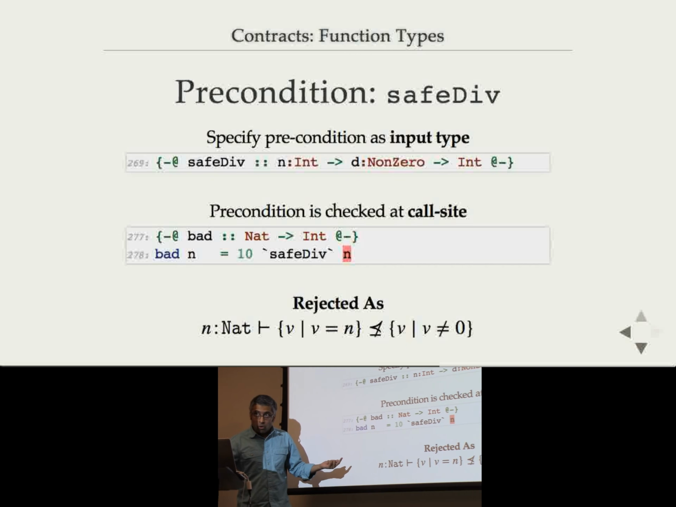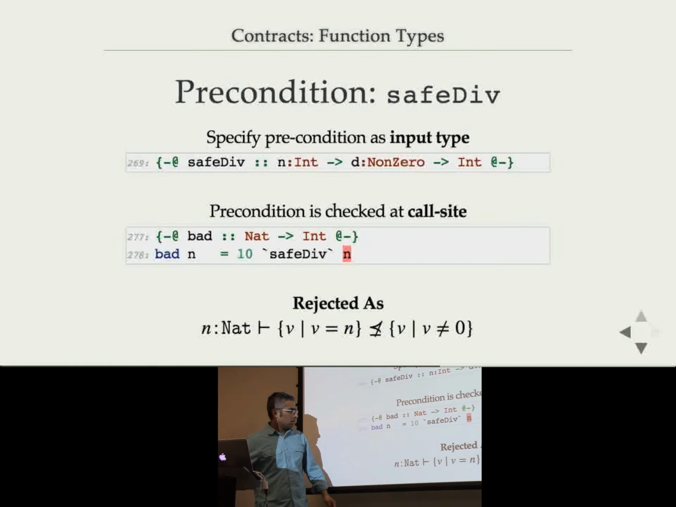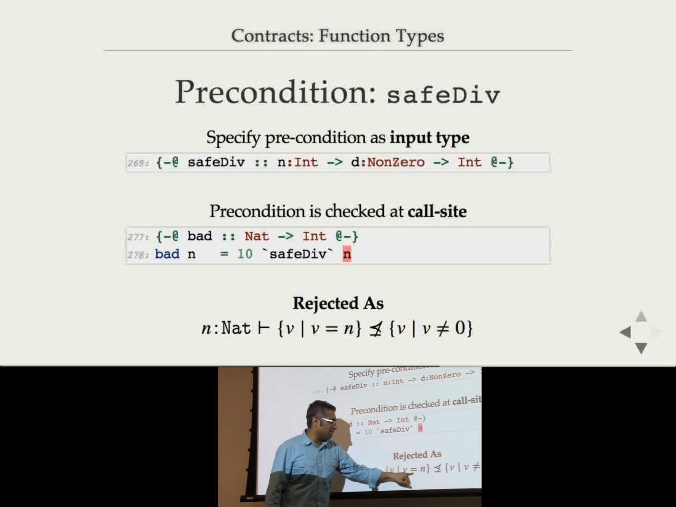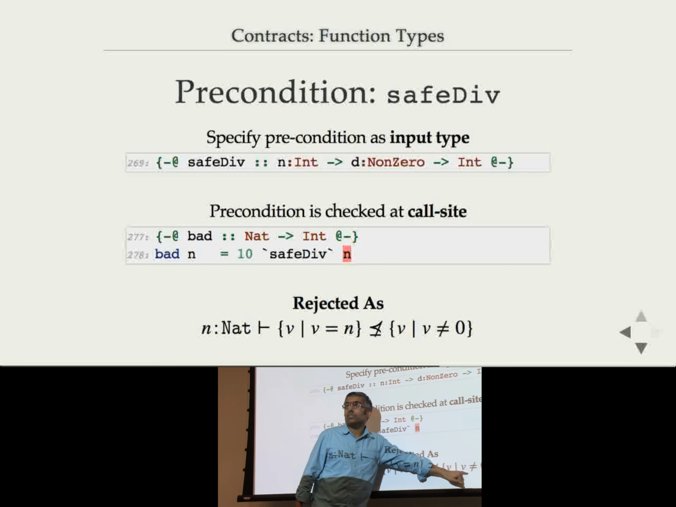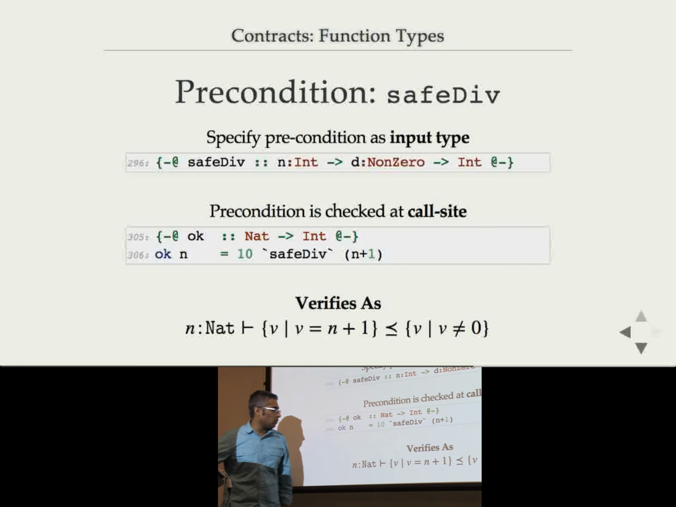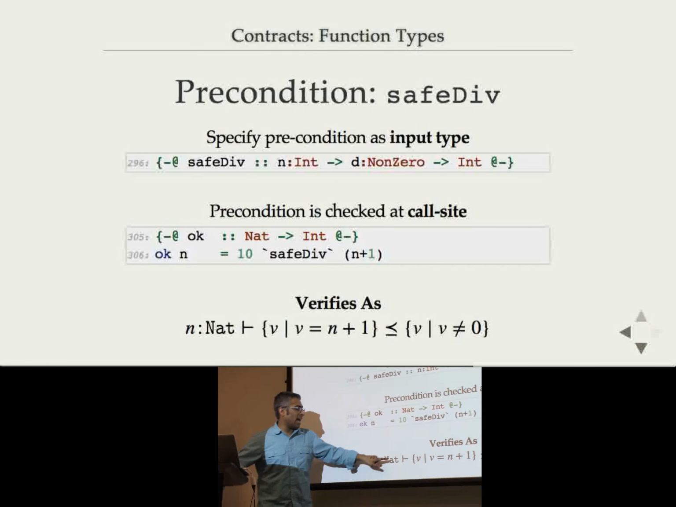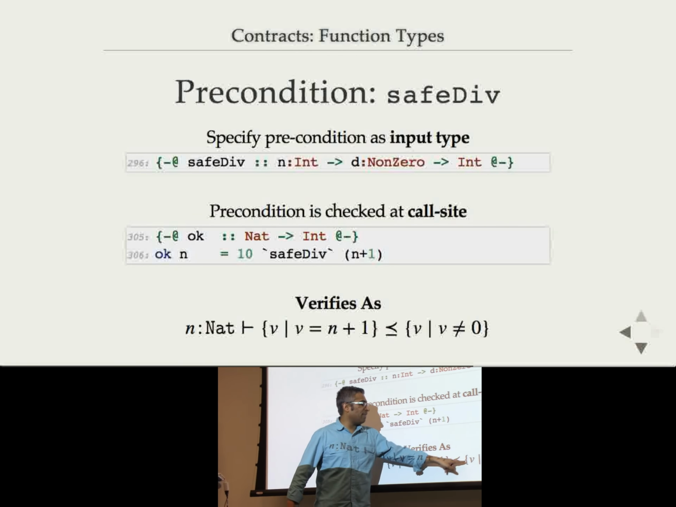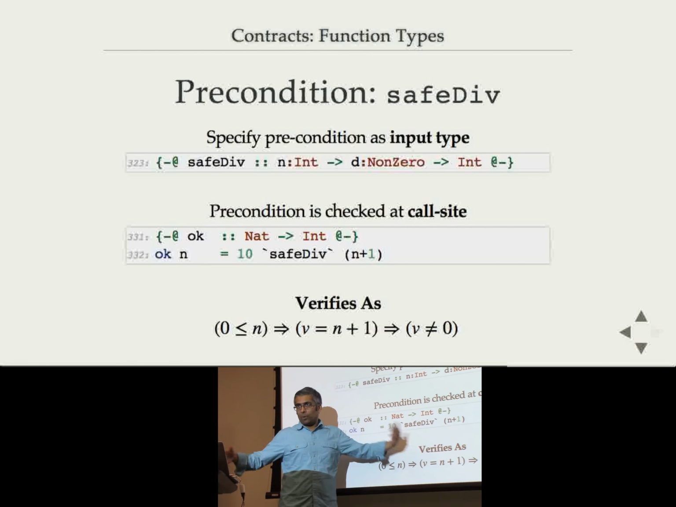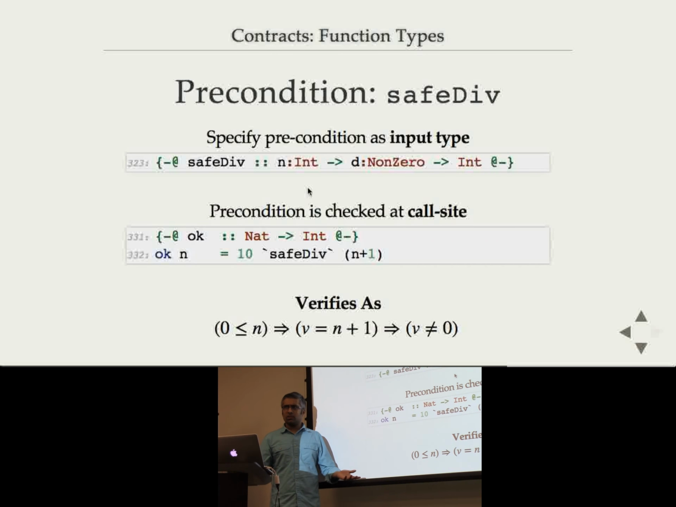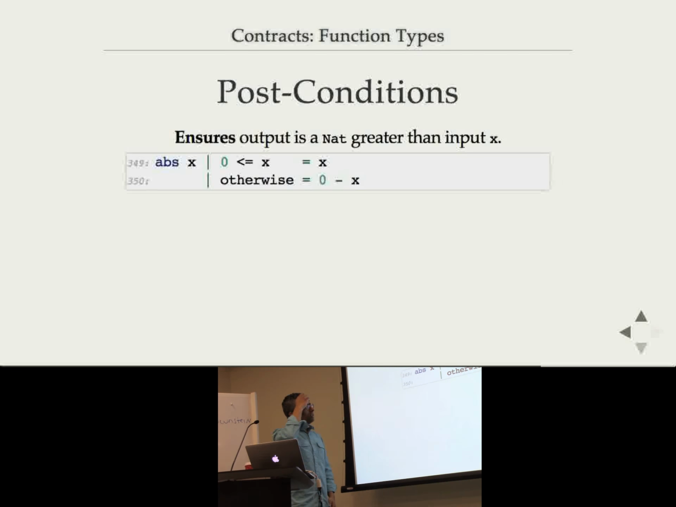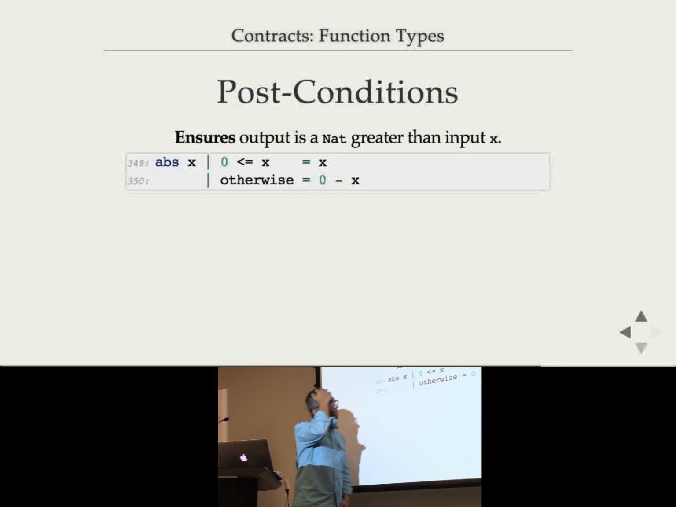But of course it does not hold because, if you just read this as implications, n greater than or equal to 0 and value equals n does not imply that value is not equal to 0. But if I replace this with n plus 1, then it all works out, right? n is a Nat, and value equals n plus 1 is in fact a subtype of value not equal 0, because this reduces to the following implication, which is valid. Okay? So far so good. This is about as much into the theory as I'm going to get.